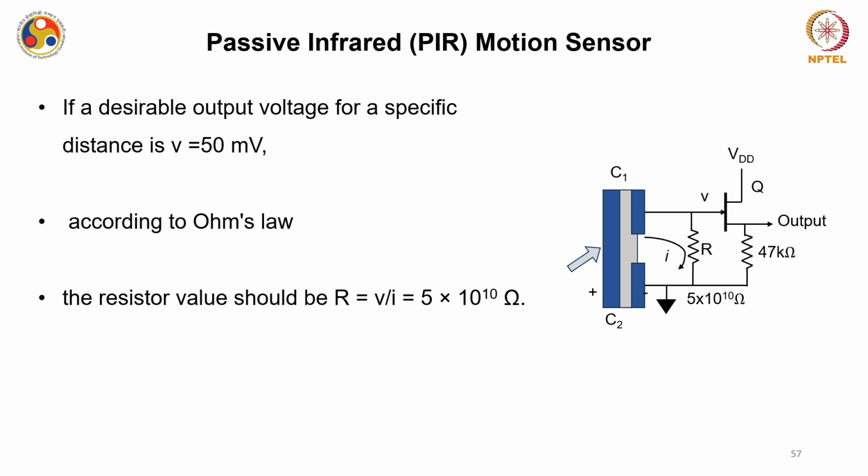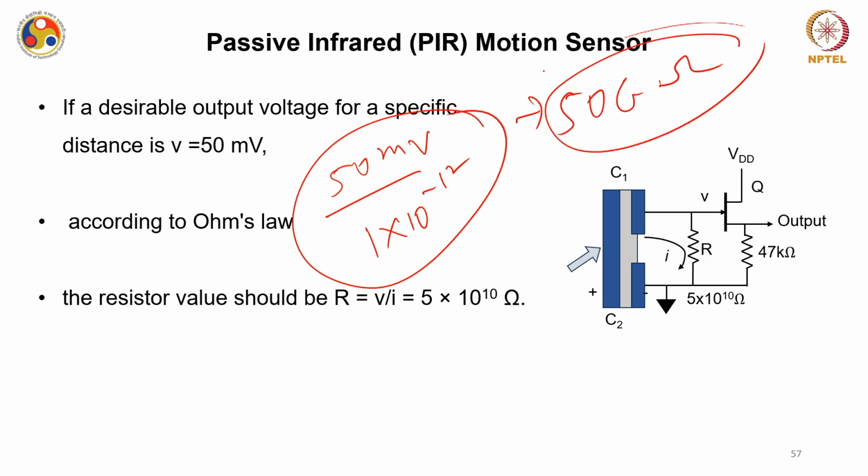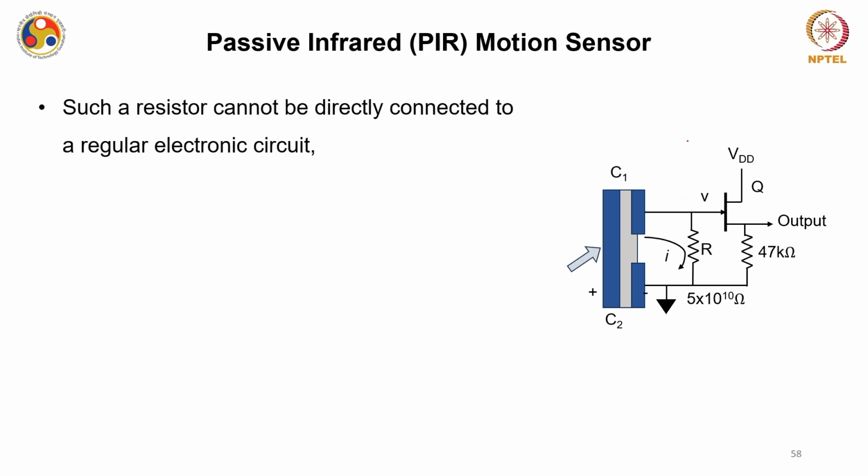And if the desired output voltage for a specific distance is, say, 50 millivolt, if I take into consideration Ohm's law, the resistor value should be this 50 millivolt divided by the current, which is of the order of, say, 10 power minus 12. So this comes to like 50 gigaohm, which is impractical. Putting this resistor R of the order of 50 gigaohm is nearly impossible.